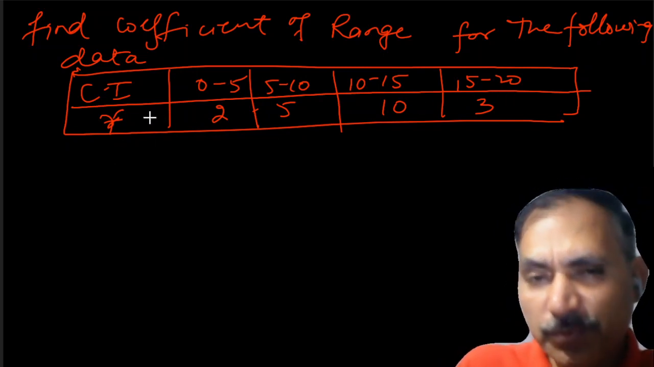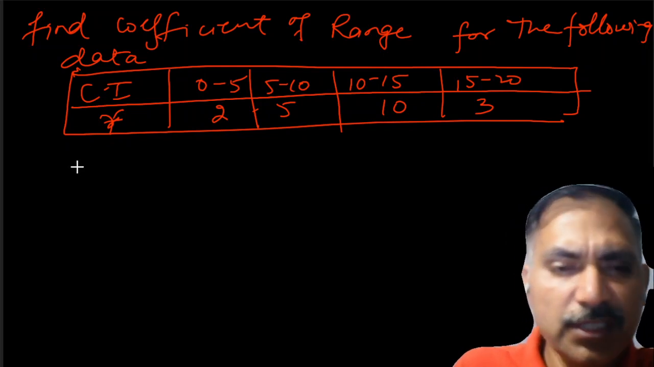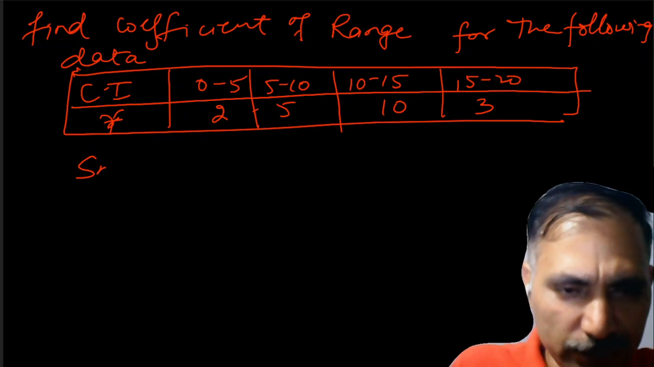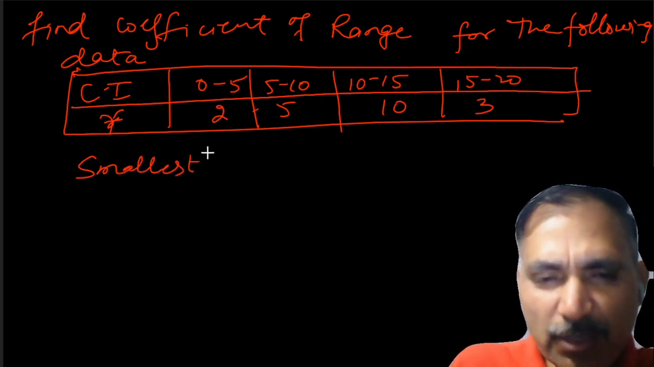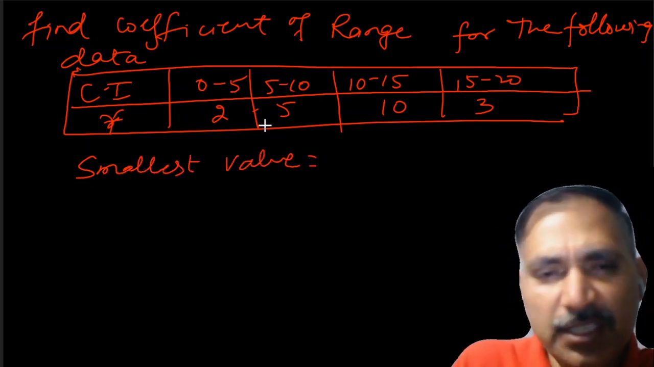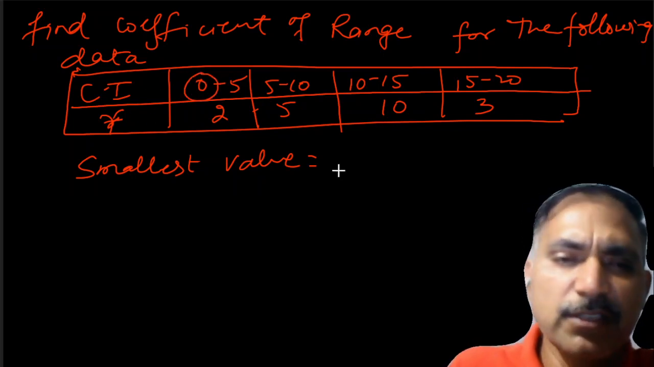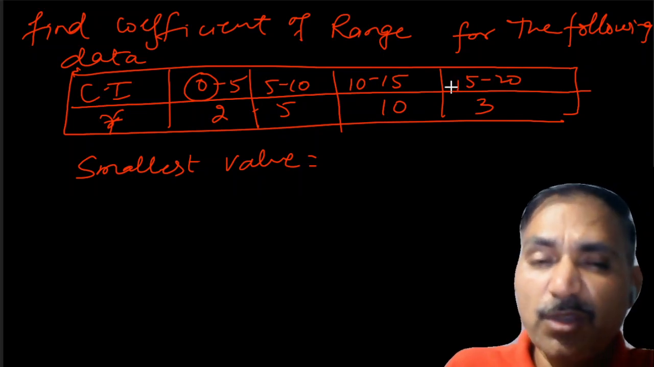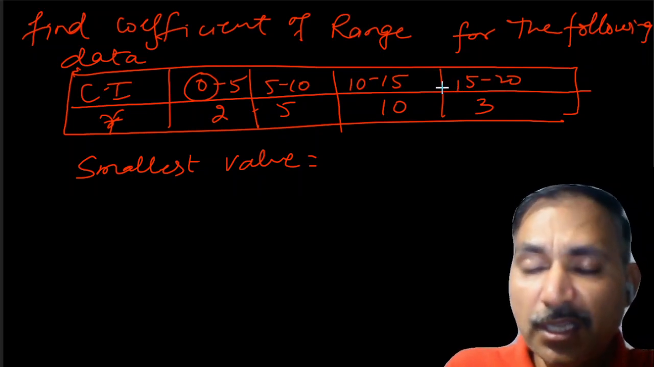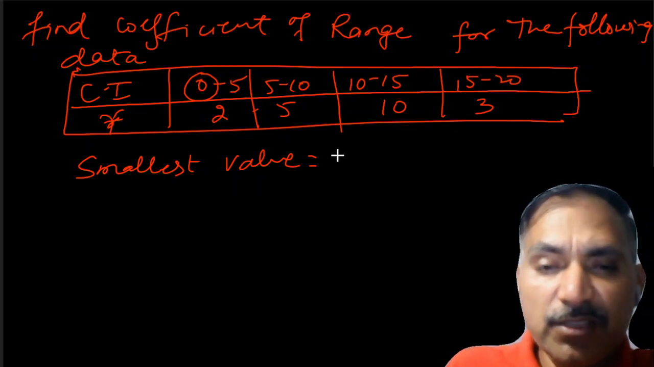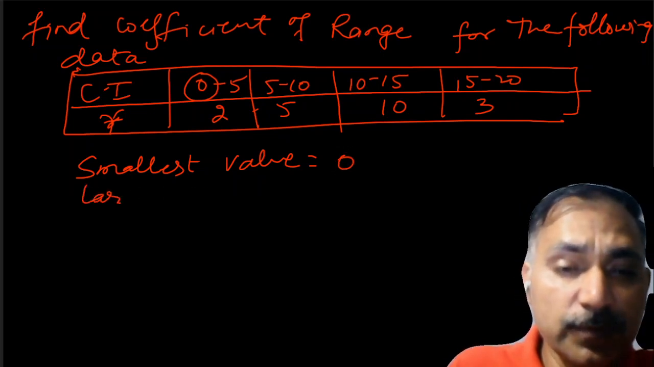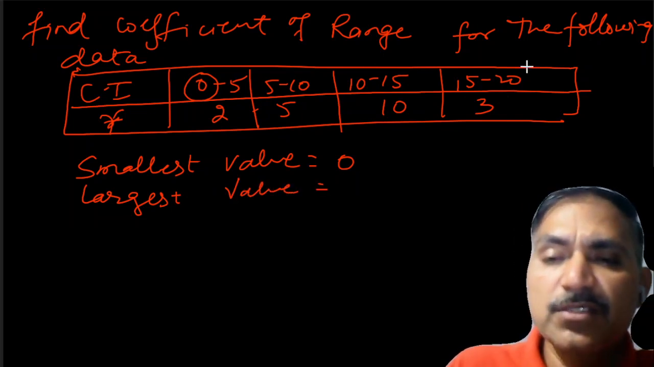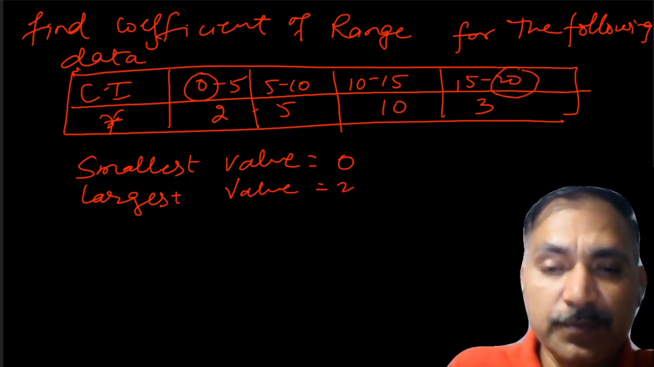Now coming to how to find out the range, we need the smallest observation and the largest observation. The smallest value is nothing but the first value of the class, because the data is given in ascending order. Otherwise, you have to see which one is the smallest class. So that is the smallest class interval. The smallest value is 0. The largest value is the last value here, that is 20.